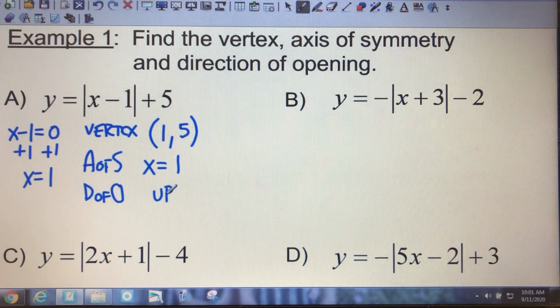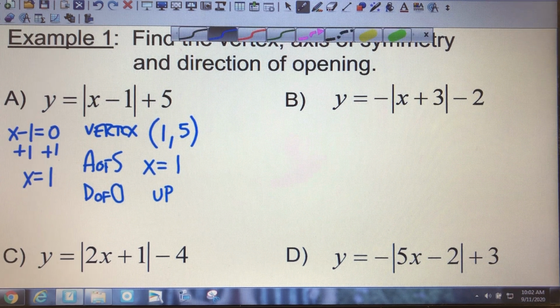Okay? So this was kind of an old school one we did in Unit 1. You should have been able to say that this goes right 1, up 5. So there's your key point. But again, kind of get used to setting that inside equals 0 because it's not going to be as easy in this unit. All right, letter B.